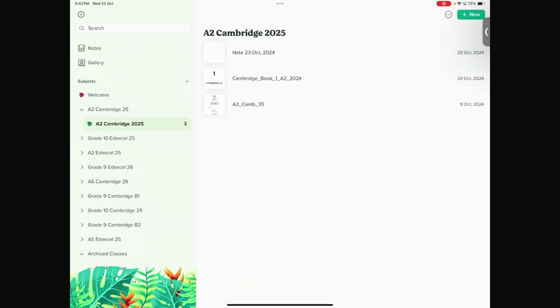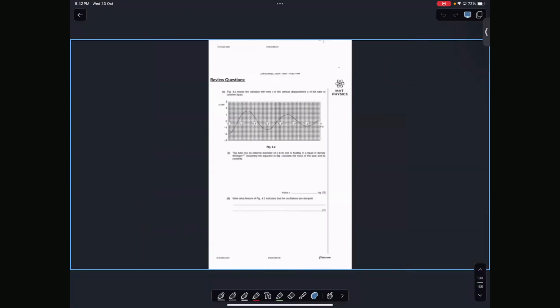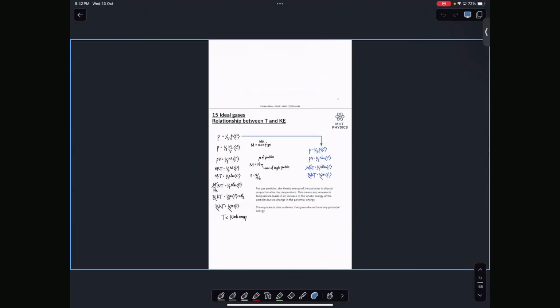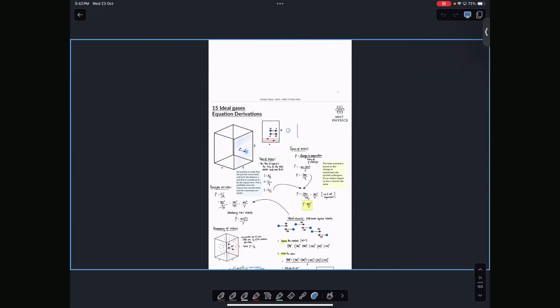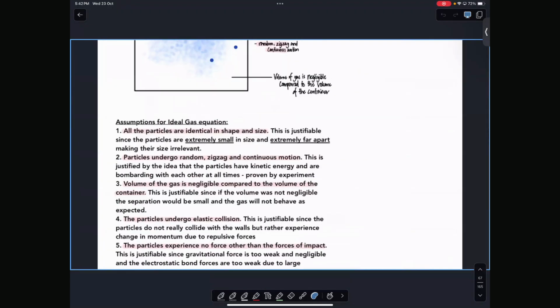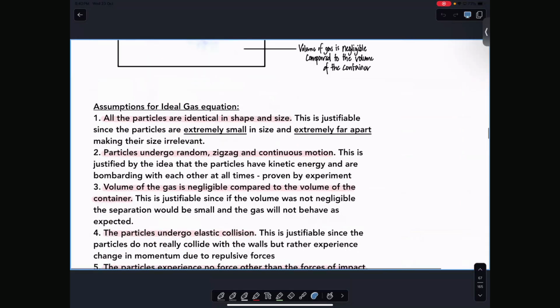So what's Brownian motion? Or why do we need Brownian motion suddenly in our A levels? There was this thing that I showed you at the start of the gas law topic, that we make some assumptions. Do you remember? Here. Okay. So there, point number 2: particles undergo random zigzag continuous motion. This is justified by the idea that particles have kinetic energy and they're bombarding with each other at all times. Proven by experiment. That is the Brownian motion experiment. Okay. So that's all you need to know.